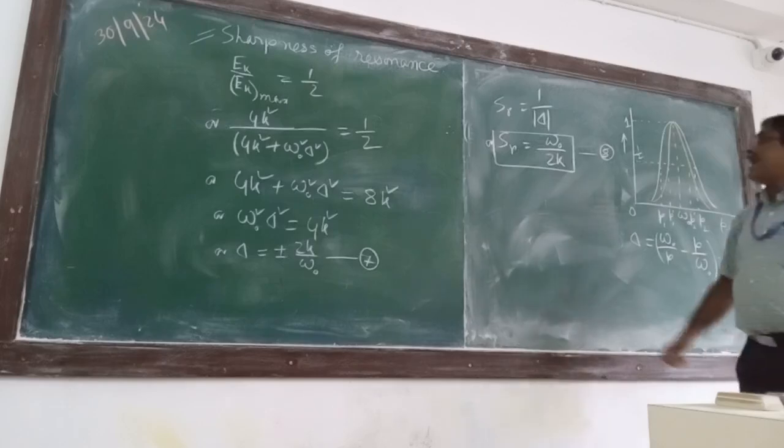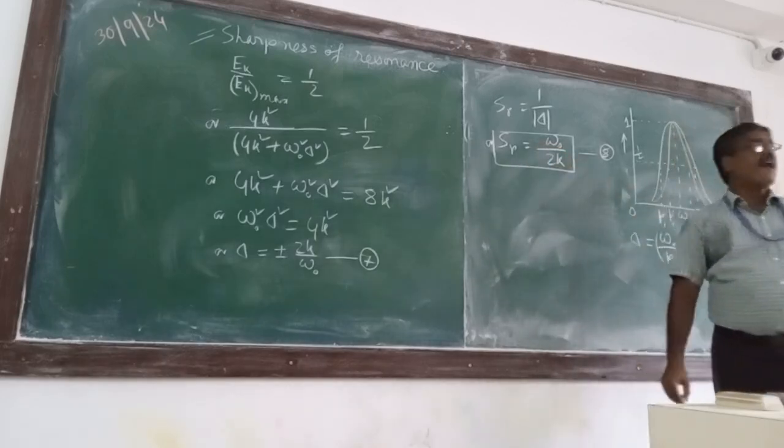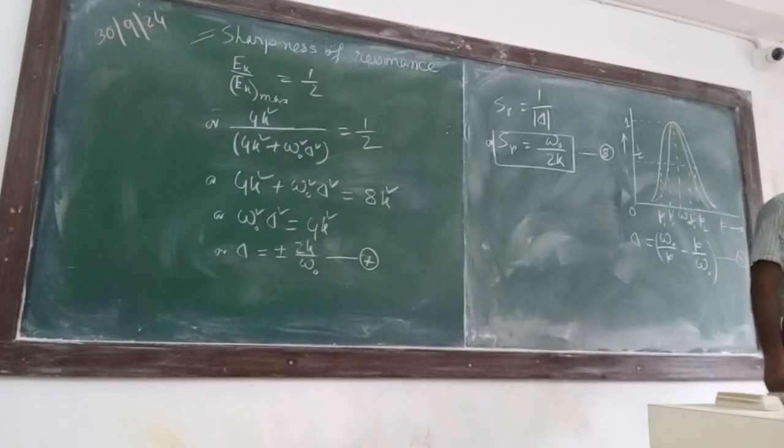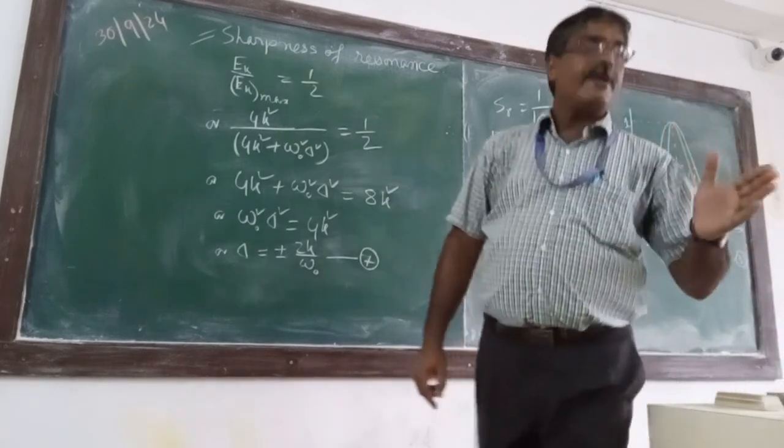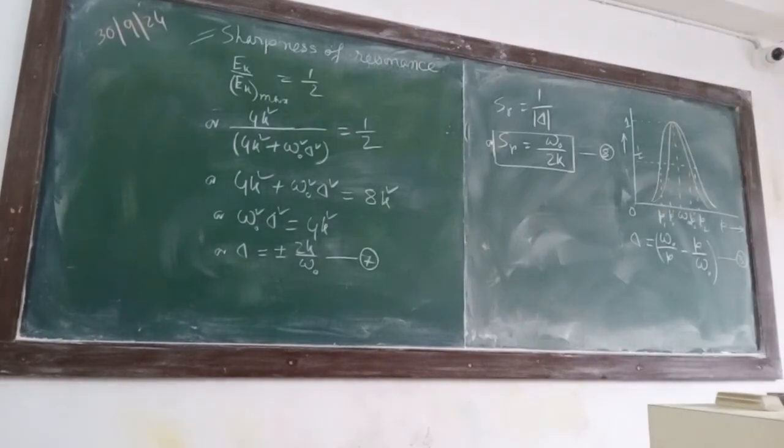Again you can see that this is the quality factor for the damped vibration, Q equals to omega naught by 2k. In case of damped vibration, the quality factor was omega naught by 2k. So in forced vibration, the sharpness of resonance is the quality factor in case of damped vibration. Also, in forced vibration, this is also called the quality factor. The sharpness of resonance is also called quality factor. Okay?